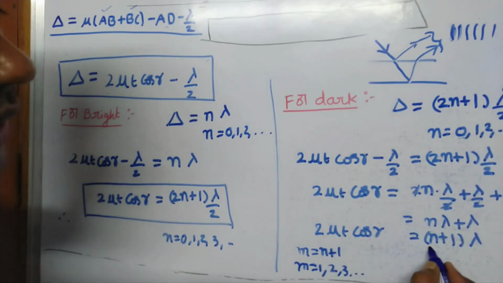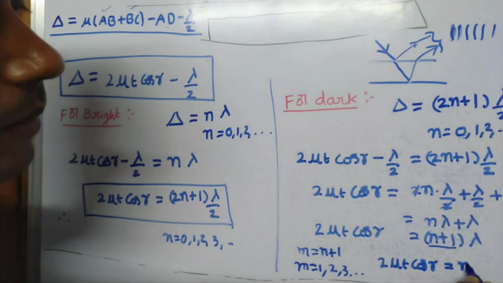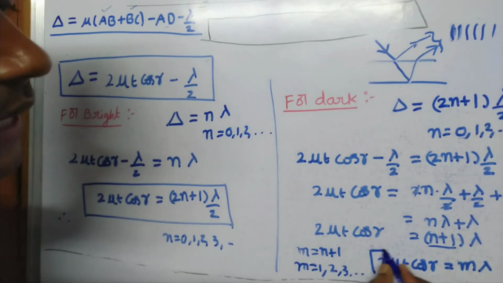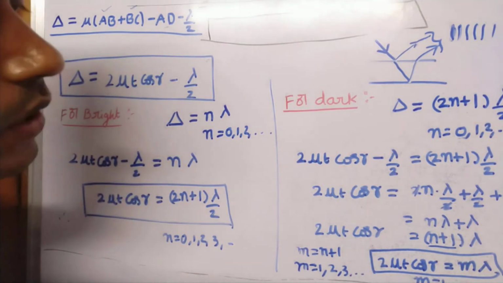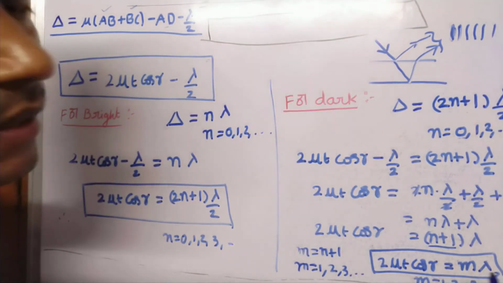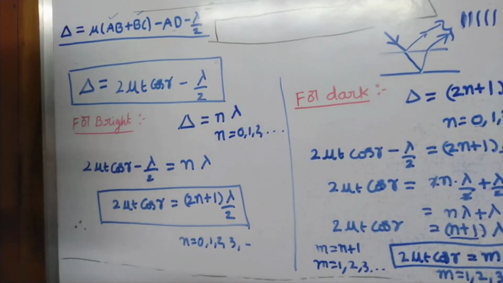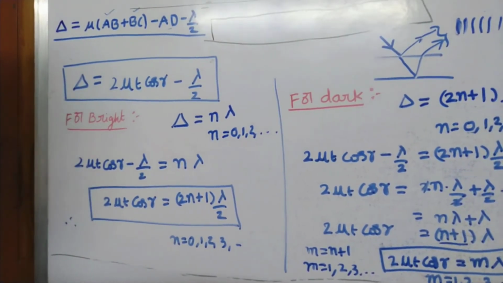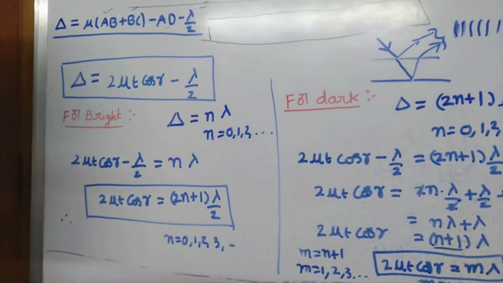So therefore, instead of n plus 1, if I put m, that means 2 mu t cos r is equal to m lambda. Here m runs from 1, 2, 3, etc. Like this. So this is very, very important. For bright, and this is the condition for the dark.